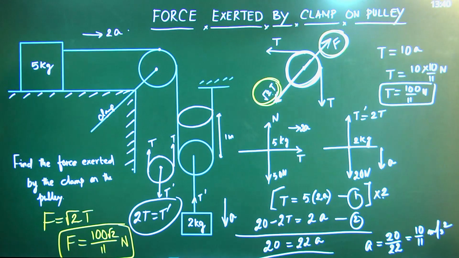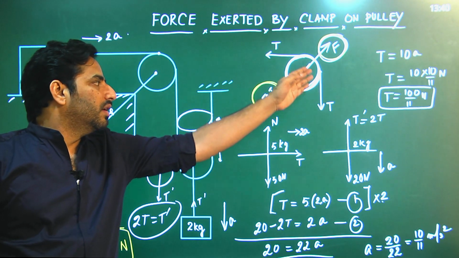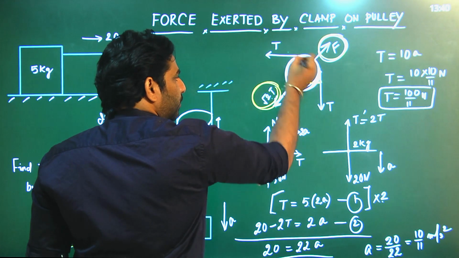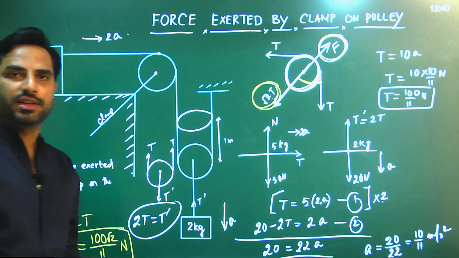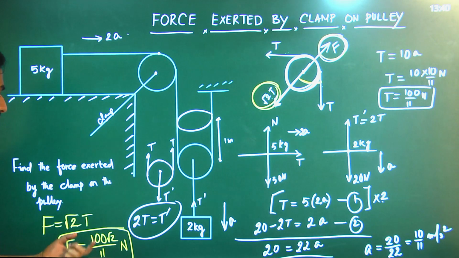This is the answer to the question, and the direction is at an angle of 45 degrees with the horizontal, because the two tensions are along horizontal and vertical. 2T would be in this direction, so this angle is 45. Because for two equal vectors, the resultant would be along the bisector. So the force applied by the clamp on the pulley is 100 root 2 by 11 newtons.